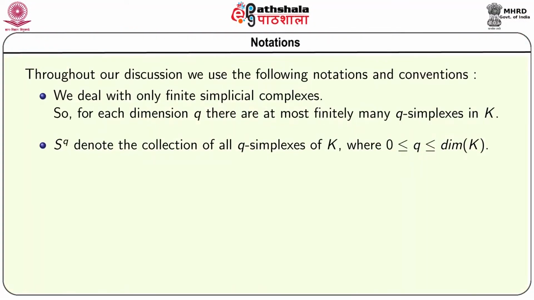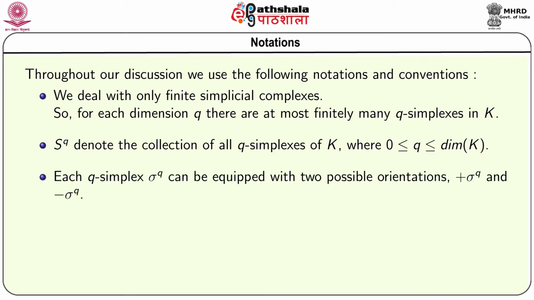Throughout our discussion, we use the following notations and conventions. We deal with only finite simplicial complexes. So, for each dimension q, there are at most finitely many q simplexes in K. Sq will denote the collection of all q simplexes of K, where q is any integer between 0 and the dimension of K.